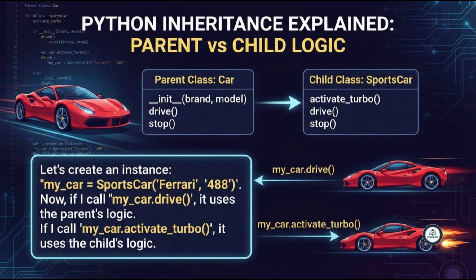Let's create an instance, my_car equals SportsCar, a Ferrari, 488. Now, if I call my_car.drive, it uses the parent's logic. If I call my_car.activate_turbo, it uses the child's logic.